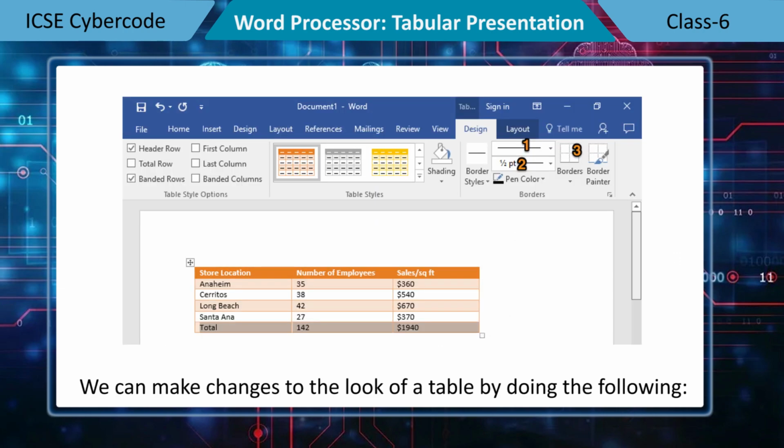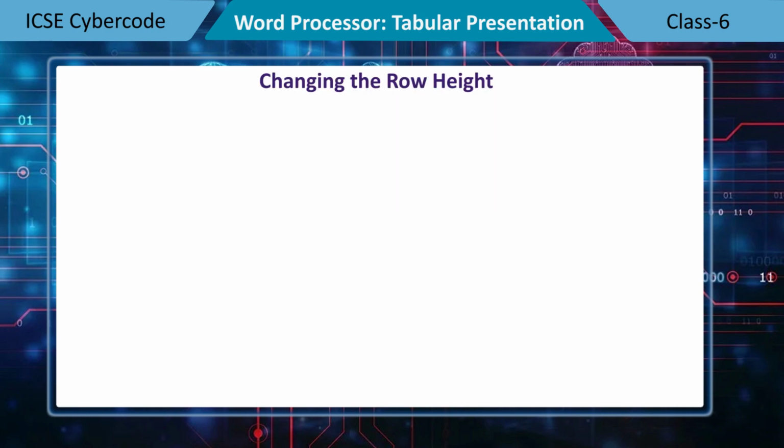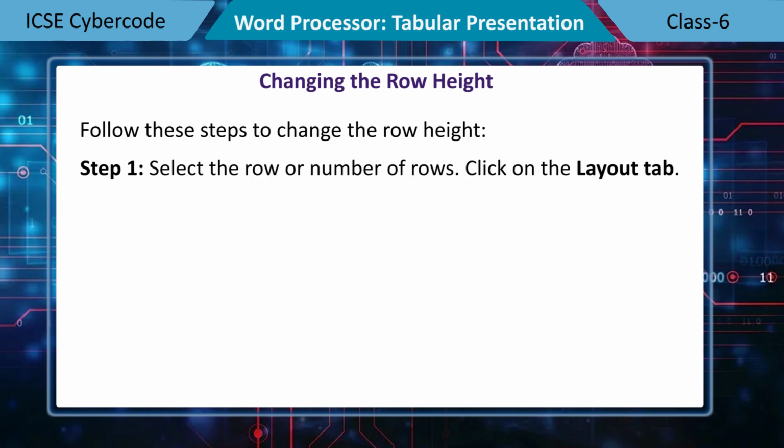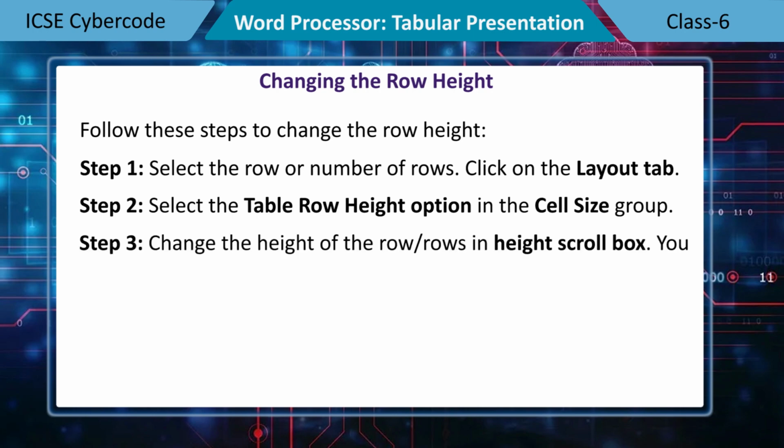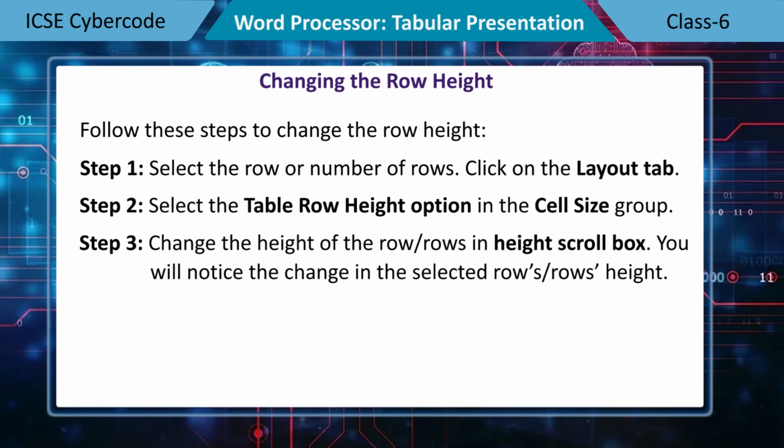Formatting a table. We can make changes to the look of a table by doing the following. Changing the row height. Follow these steps to change the row height. Step 1. Select the row or number of rows. Click on the Layout tab. Step 2. Select the Table Row Height option in the Cell Size group. Step 3. Change the height of the rows in Height scroll box. You will notice the change in the selected rows height.